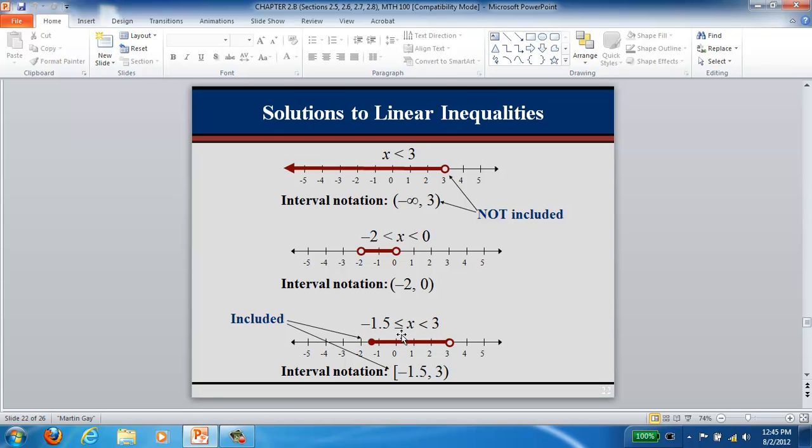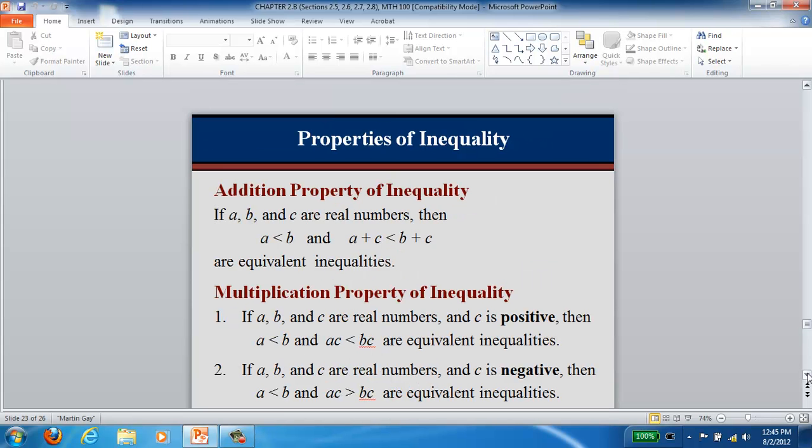The -1.5 is less than or equal to x, and less than 3. At -1.5, you have the closed circle and the bracket, which means this number is also included. The 3 is the open circle because it does not include the number. It does not include 3, but it does include the -1.5. The addition property of inequality and the multiplication property of inequality are given here.